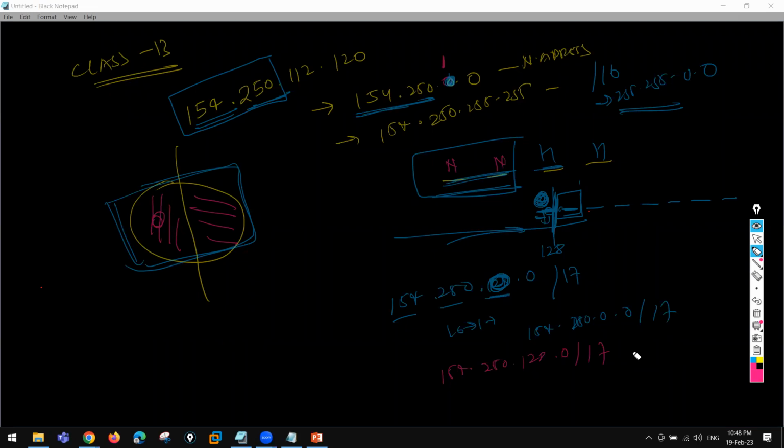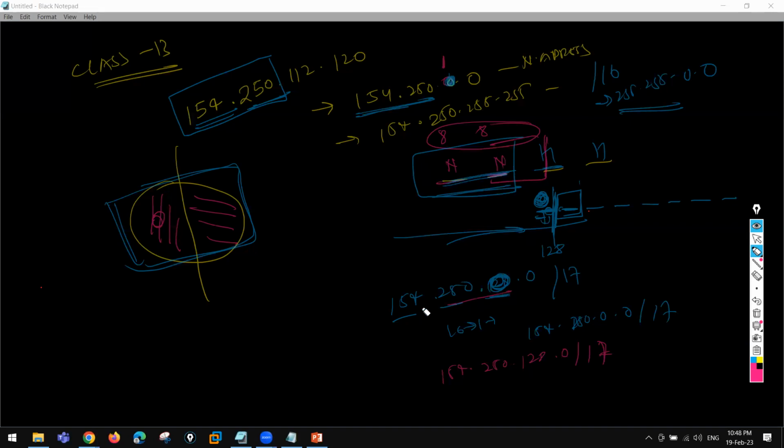But I'm confused. Why the /17? That's my confusion. Why is it /17? So how many network bits are there in class B? 16, right? 8 plus 8. Okay. So now we borrowed another host bit into the network portion. So that is where it became 17.